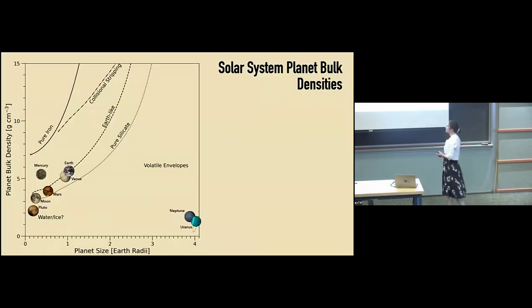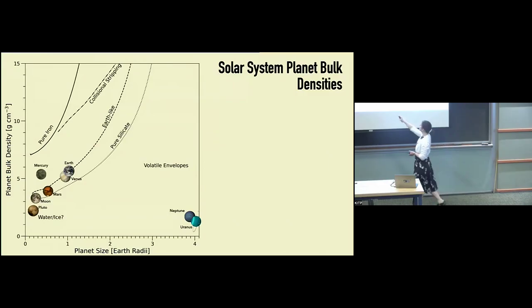So let's start with the solar system. Here are the solar system planets and their bulk densities. Bulk density is represented on the y-axis, planet size on the x-axis. As you can see, the terrestrial planets are clustered on the left side of this plot, and most of them follow a line of Earth-like composition, with the notable exception of Mercury, which, as we heard yesterday, is in fact a weirdo.